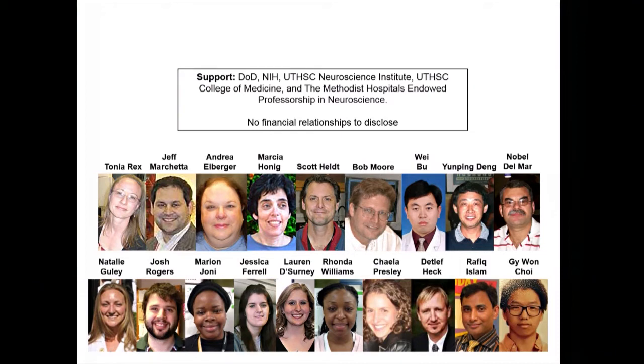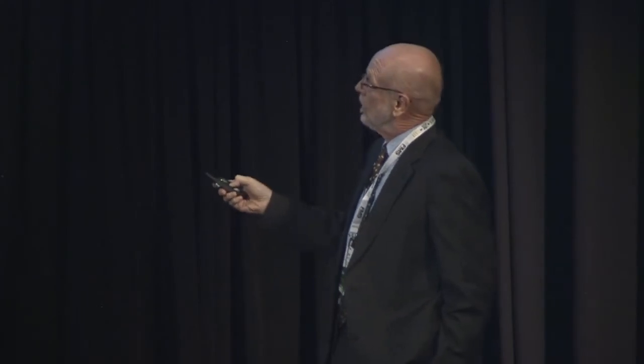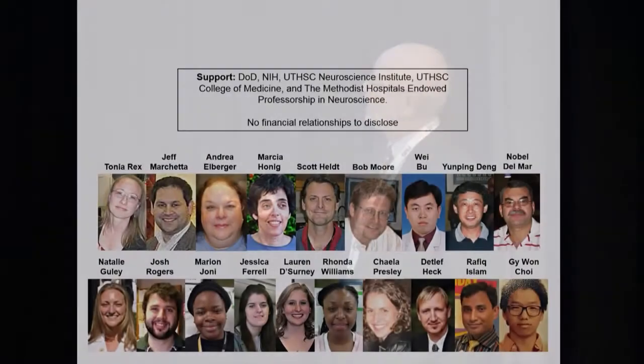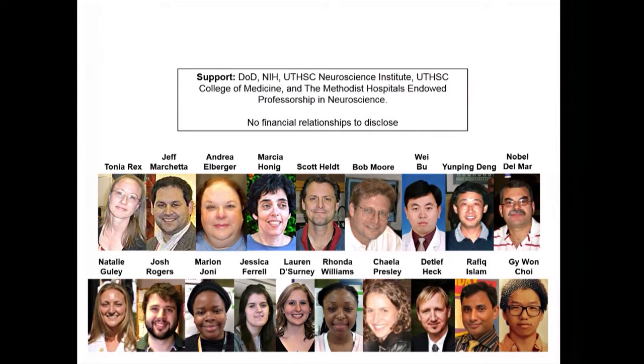I will mention Tanya Rex. I use a focal blast, air pressure blast model of traumatic brain injury. Tanya first designed the system for use in ocular blast injury, and I modified it for traumatic brain injury. This is Marcia Honig, my major collaborator in all of this TBI research. And this is Bob Moore, who made the compound that I'll be talking about today, the CB2 receptor inverse agonist.